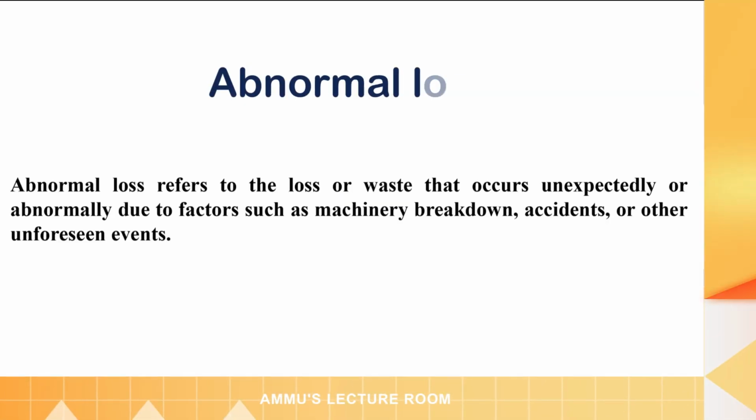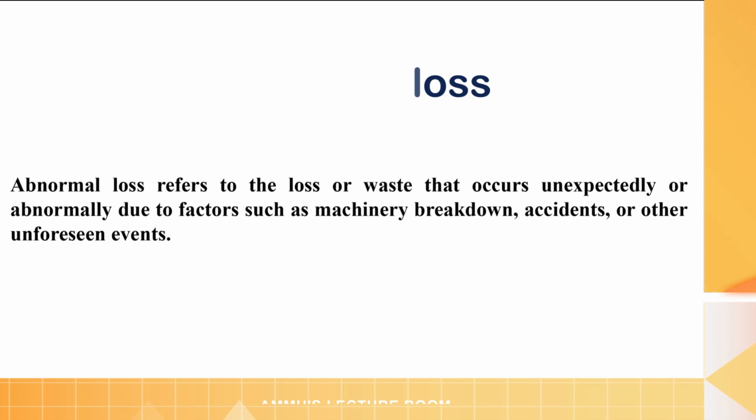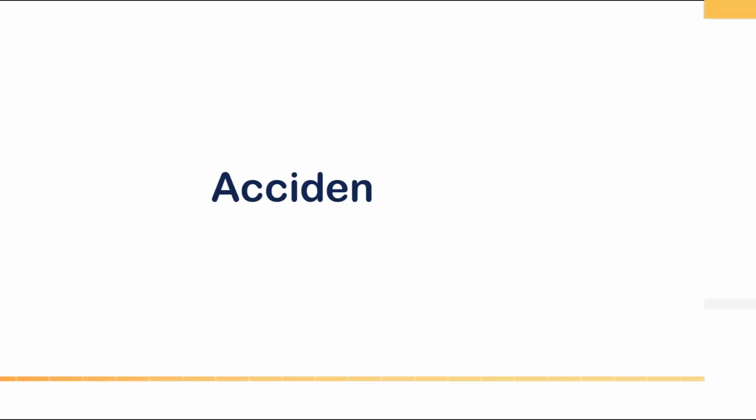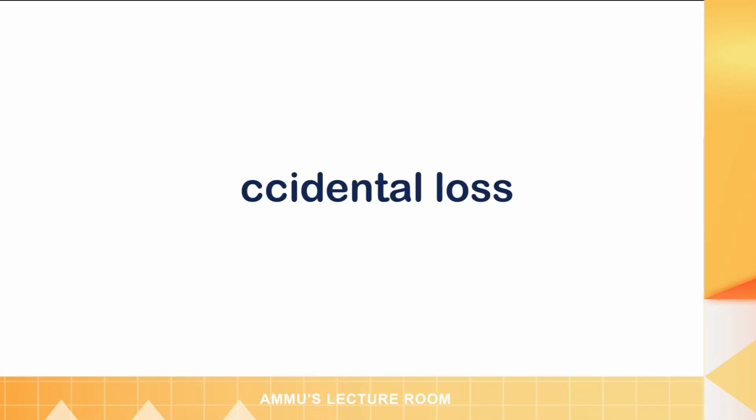Next one is abnormal loss. Abnormal loss refers to the loss or waste that occurs unexpectedly or abnormally due to factors such as machinery breakdown, accident, or other unforeseen events. It is considered as a deviation from the normal expected loss and is typically not accounted for as a part of the production cost.